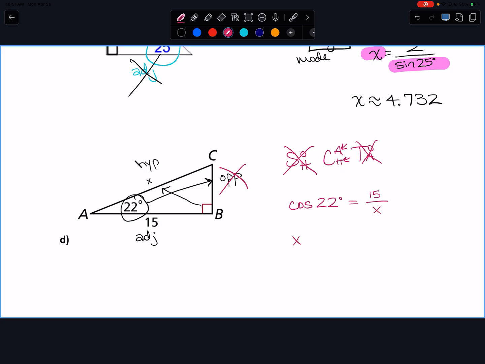I just showed you the trick where when you multiply then divide, they just switch places. Yeah? Okay. So go ahead. 15 divided by the cosine of 22.